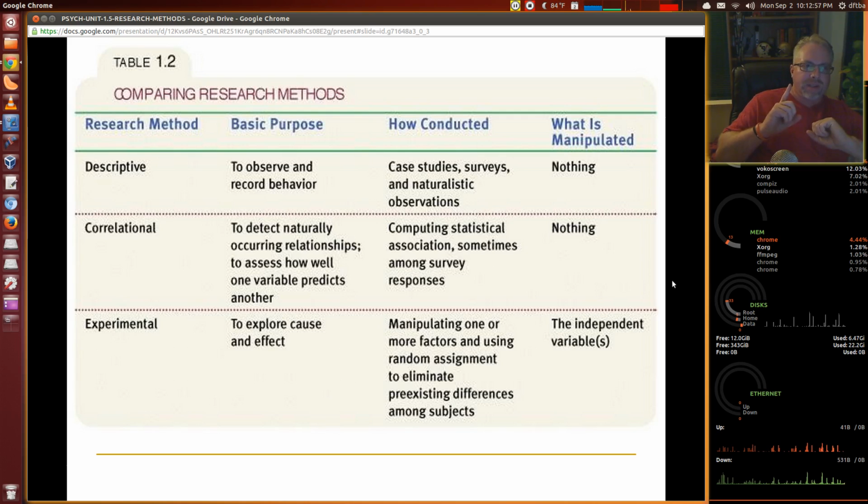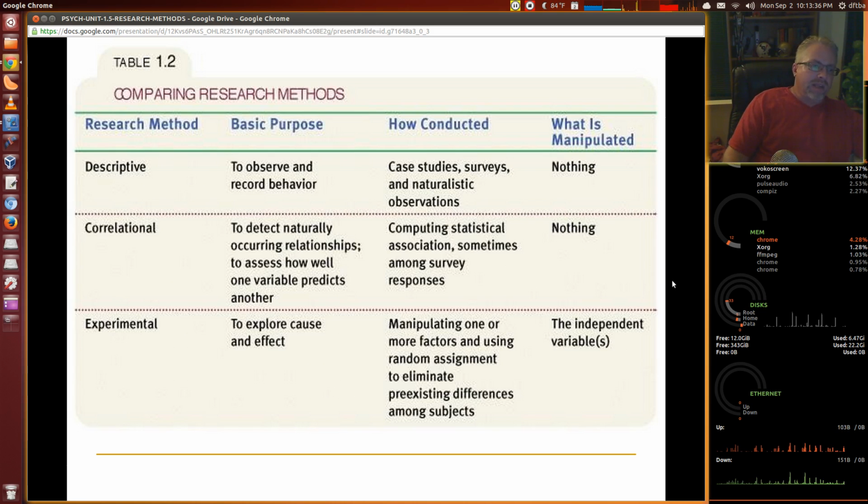If sales of eggs go up, and at the same time as sales of eggs go up, orange juice sales also go up, you can show that they're correlational. And in the same sense, if sales of eggs go down, sales of orange juice should also go down. So it's computing statistical association. Sometimes these are among survey results. Now, that doesn't mean that egg and orange juice sales are causing each other to go up and down, but there might be other variables involved.